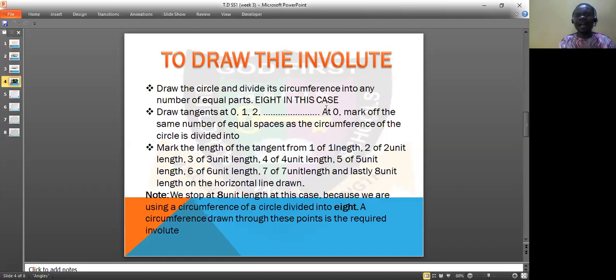I divided it. After that, you draw a tangent at O, 1, 2, and the remaining divisions. Then at O, you mark off the same number of equal spaces as the circumference of the circle is divided into. After the circle, you have point O, that is the top. Then you have 1, 2, 3. Just be looking at my hand. 4, 5, 6, 7, and then O. That is the division of the circle. We were also told how to draw a circle in our first term and divide it into 2, into 4, into 8, into 12, and so many others.